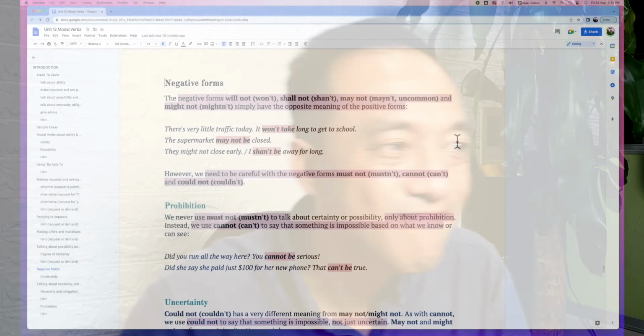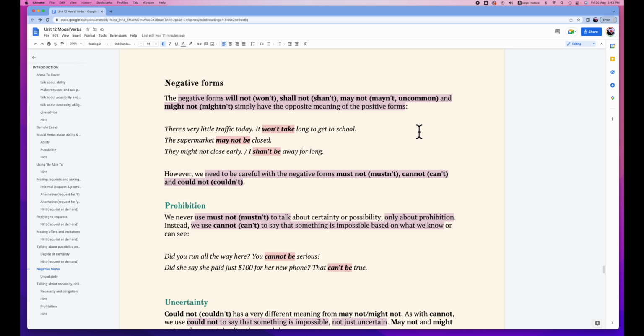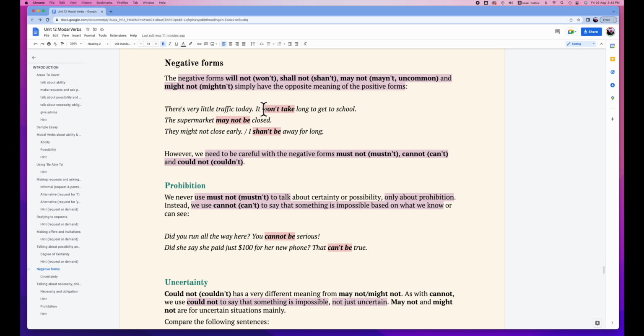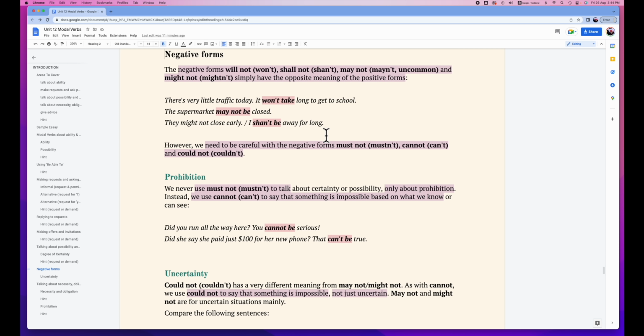The negative forms will not, shall not, may not, and might not. Now, may not or might not is uncommon, and simply has the opposite meaning of the positive form. So, it won't take long to get to school will be the opposite of it will take long to get to school. Or the supermarket may not be closed, and I shan't be away for long.